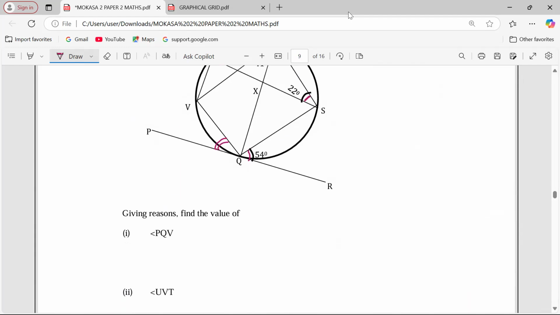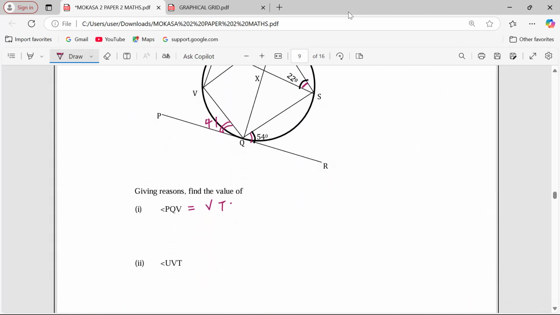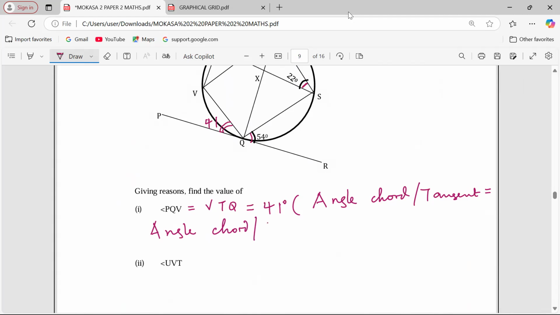PQV. So that angle is going to be 41. This angle is the same as VTQ. Then this is equal to 41. Reason being, angle made by a chord and a tangent is equal to angle made by the chord in the alternate segment.